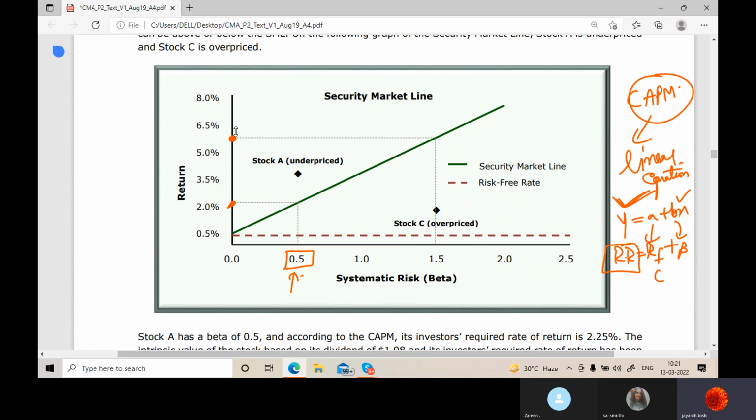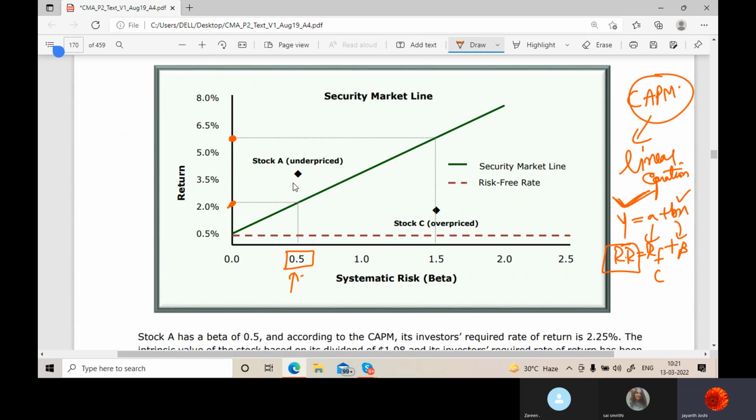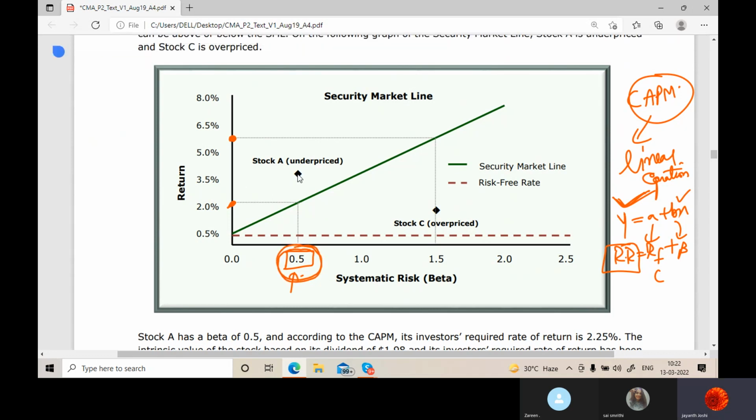Suppose, now please listen very properly, for this risk, if you get these returns, so the stock is underpriced. For this risk, if you get these returns, the stock is overpriced. But why? Can anyone tell me?